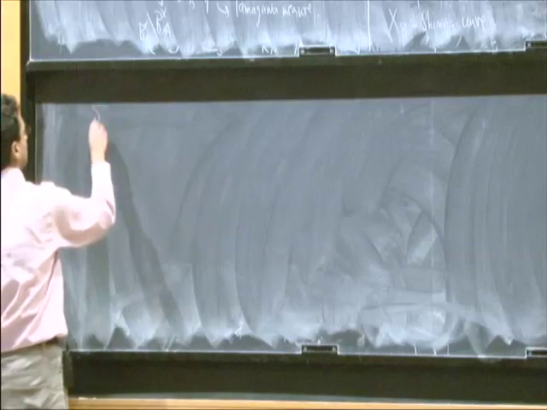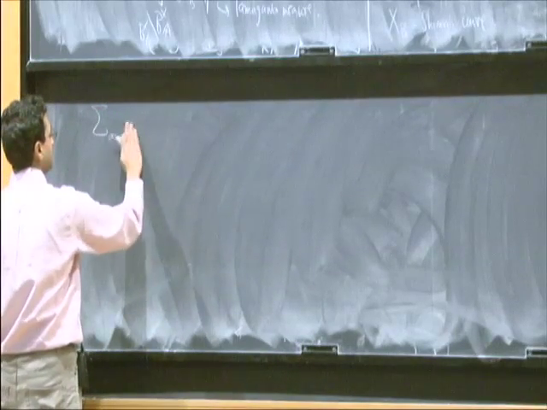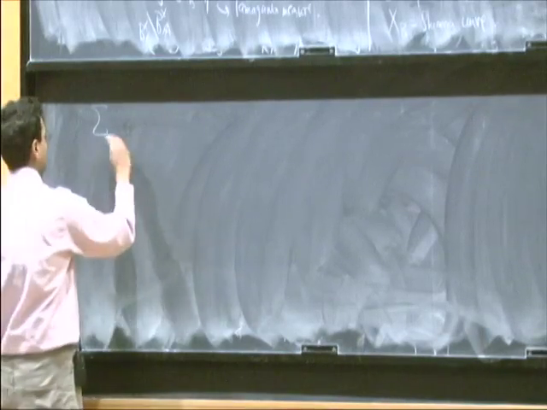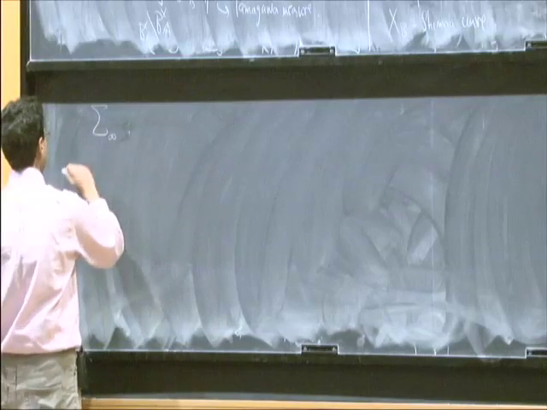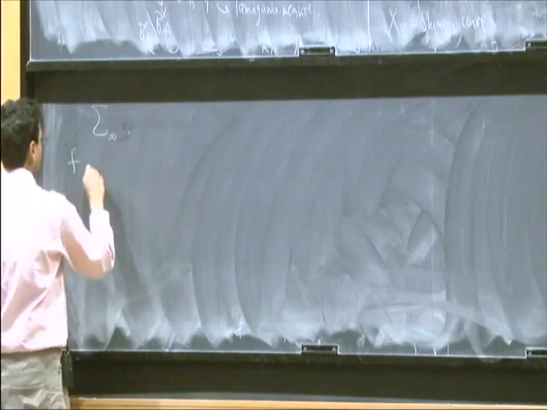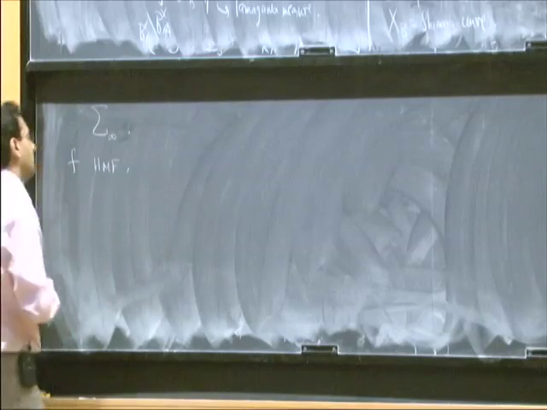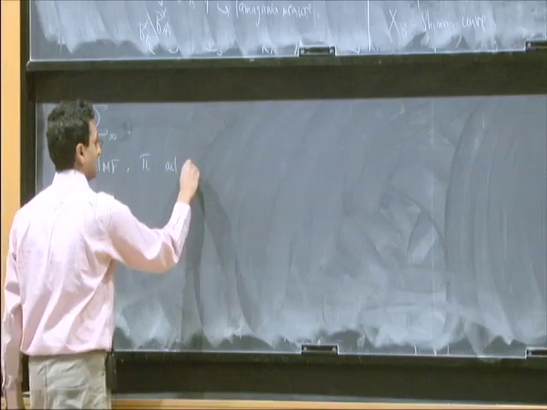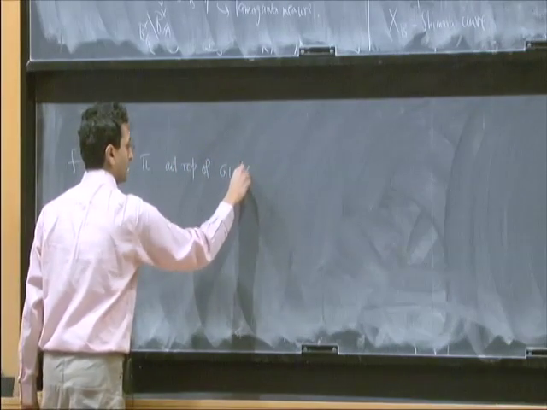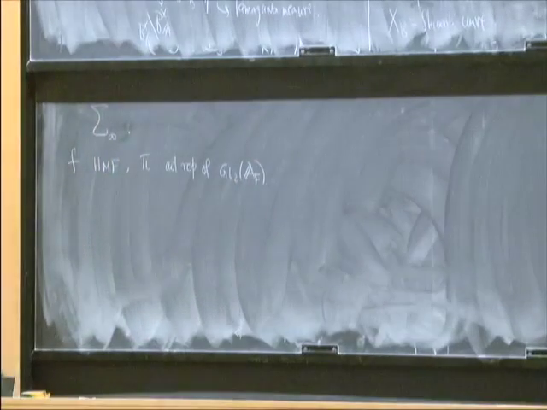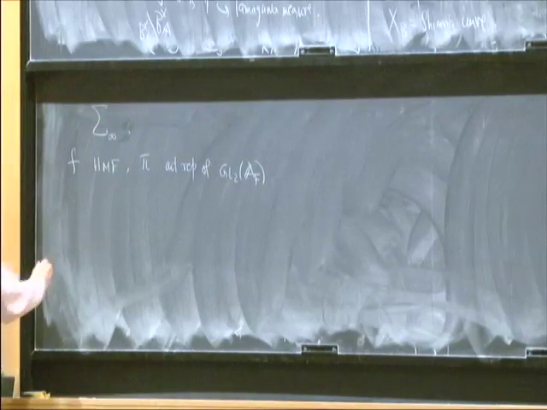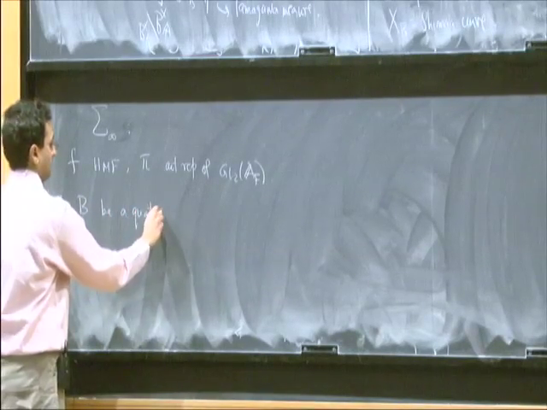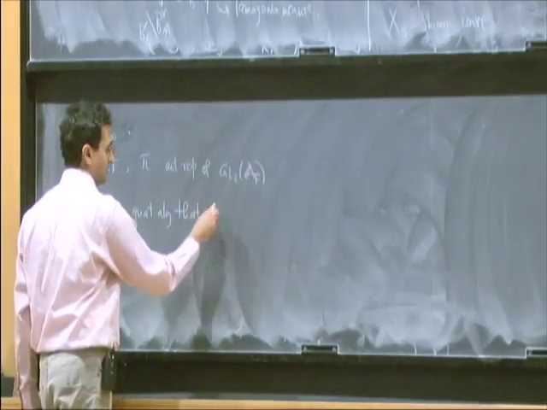So just to remind you again, sigma infinity is the set of infinite places of F. So here's the formulation. I start with this f, which is a Hilbert modular form, and I'll call pi the corresponding automorphic representation of GL2(A_F). And I'll let B be a quaternion algebra that f, or that pi, transfers to.